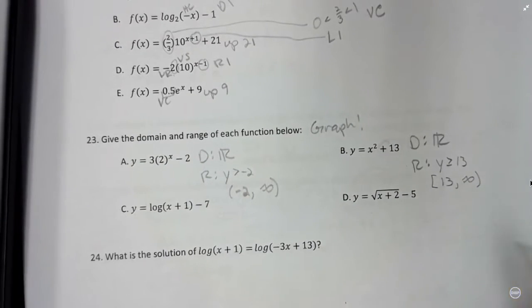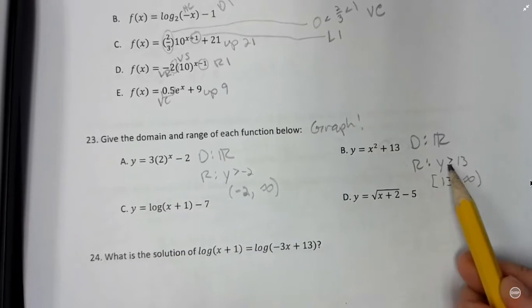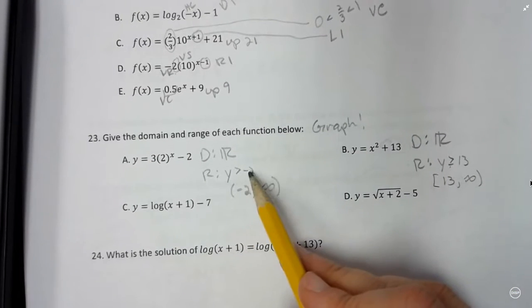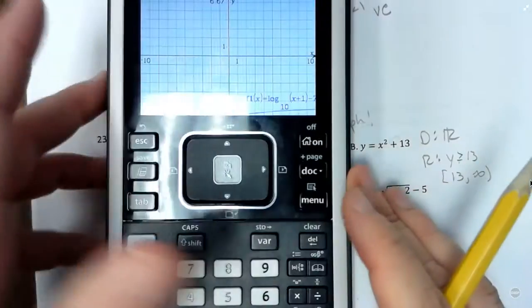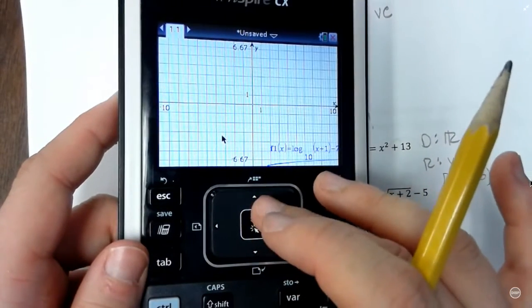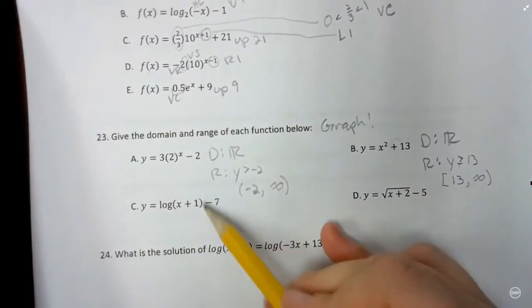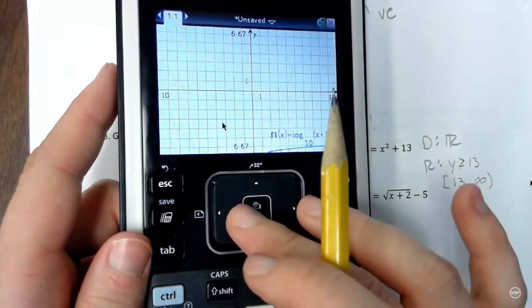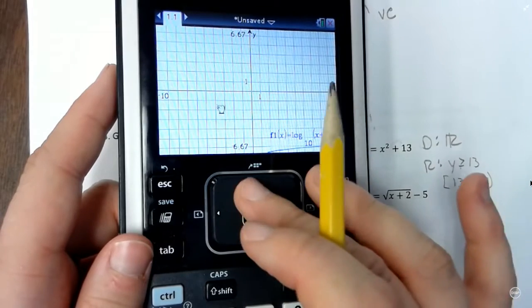So either way you want to see it. Remember, the bracket is for if you are including the number, parentheses if you are not including the number. And again, some of you are going to say, Miss, I can barely see the graph. That's because it moved down 7. That's down 7, so you're going to have to move your window. It's just how it is.